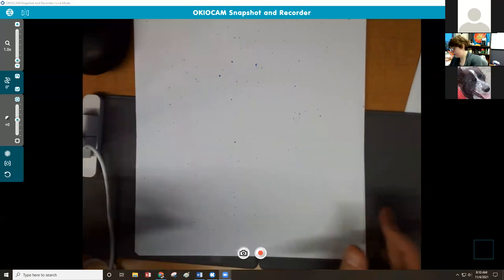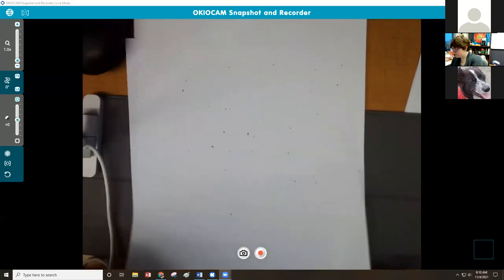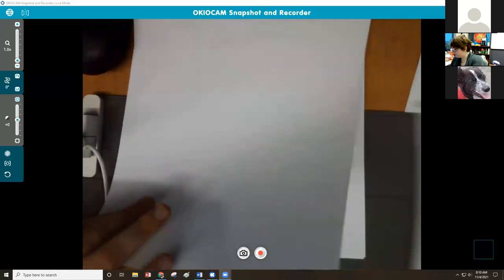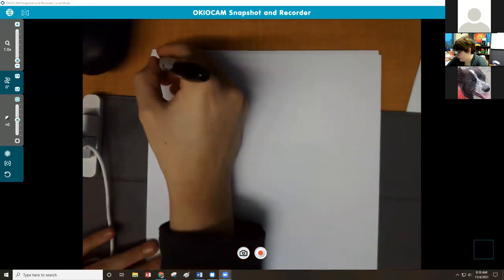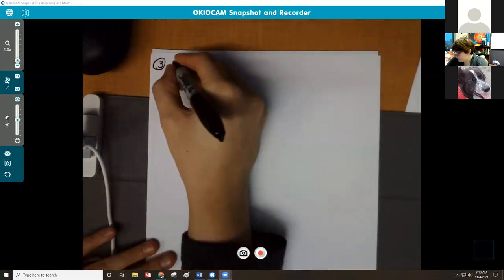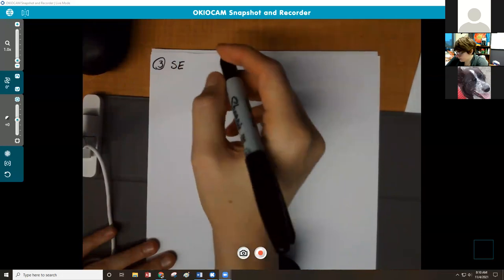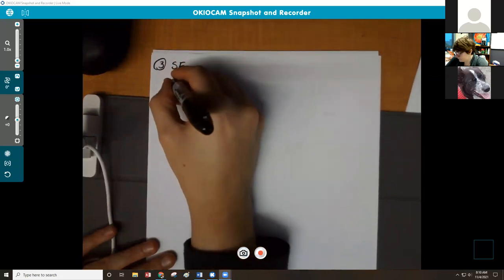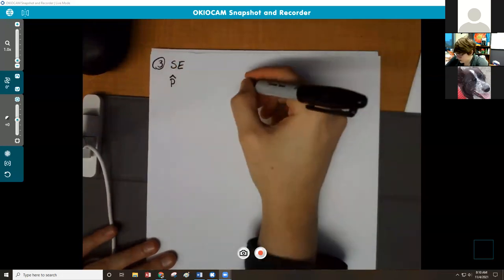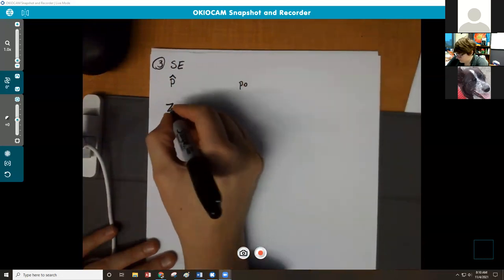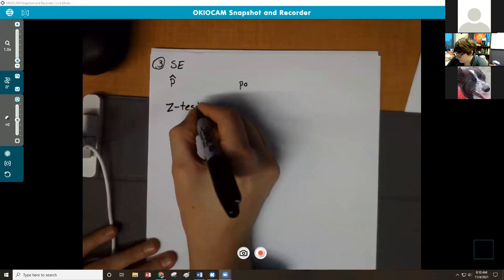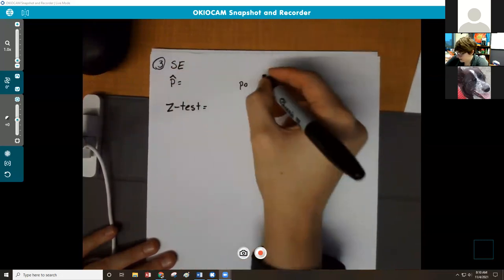All right, so the third thing that we are going to want to do is actually start running our numbers. So we want to find the standard error, p hat, p naught, and our z test statistic.